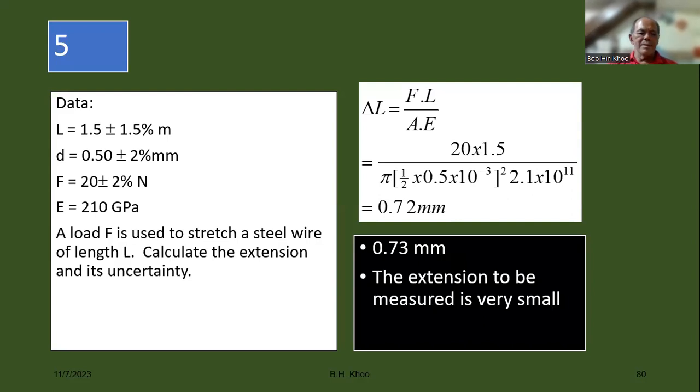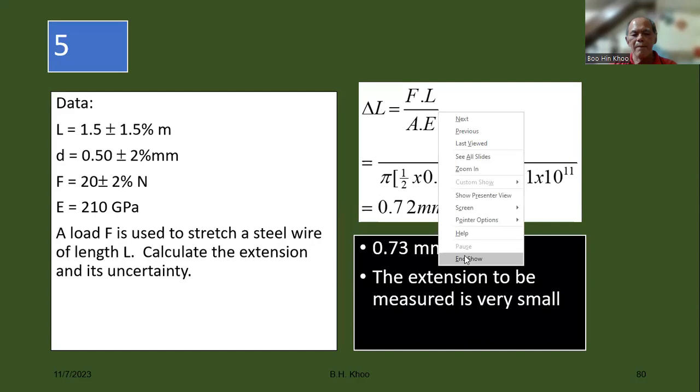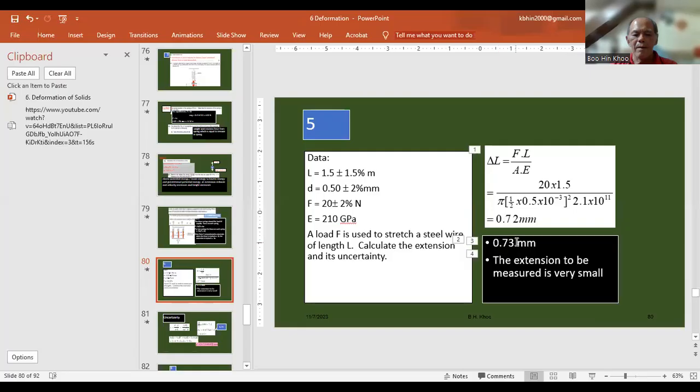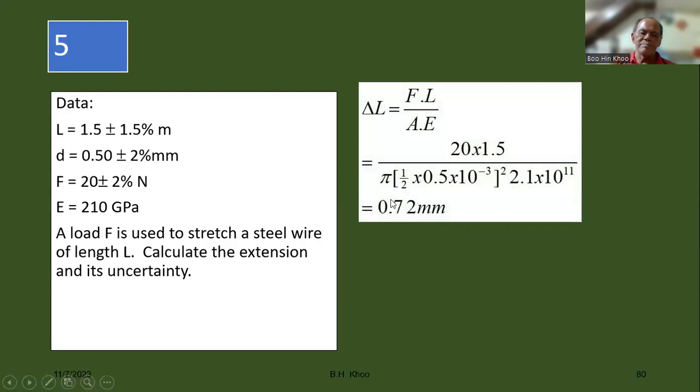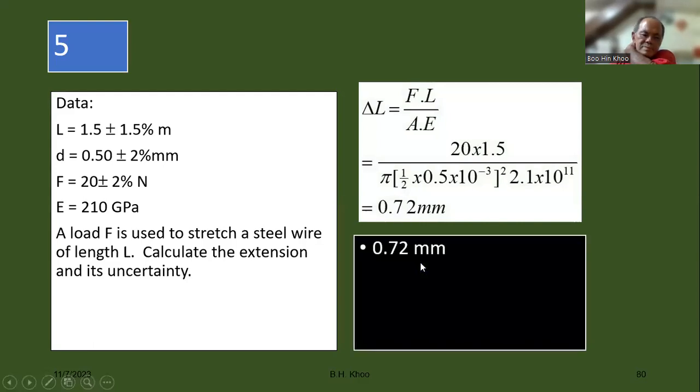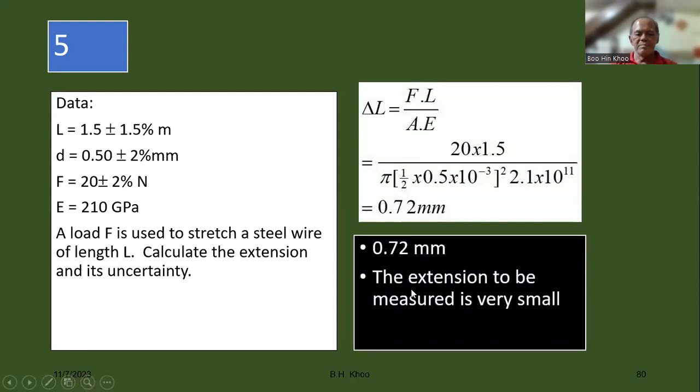Okay. This extension is very small. Very small to measure.